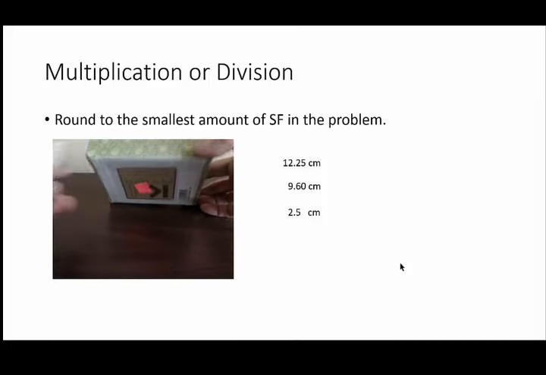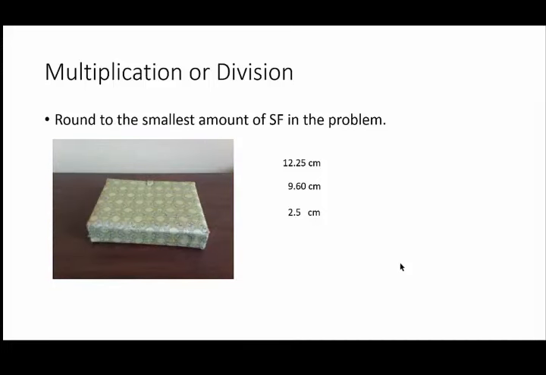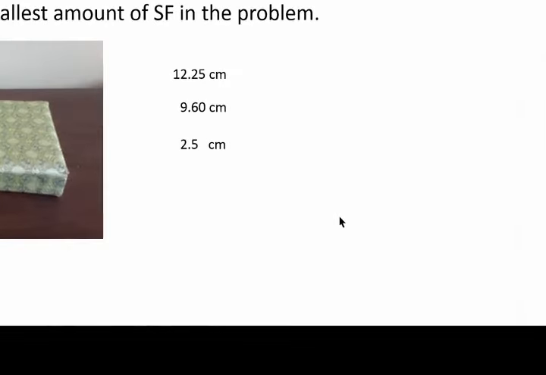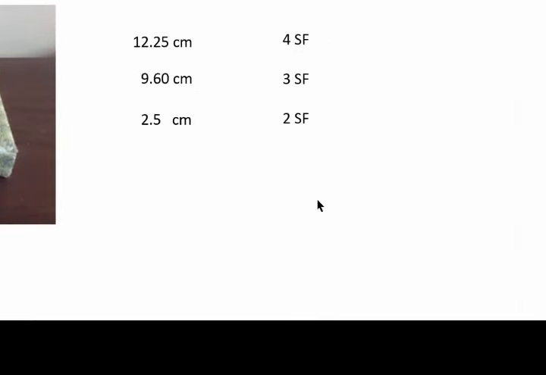As you can see, the height, I wasn't as precise in my measurement as it was in the other ones. So how do I handle that? Well, we're going to figure out how many significant figures are in each of the digits I did measure. The top one, I have 4 significant figures. The next one, I have 3 significant figures. And the last one, I have 2 significant figures.